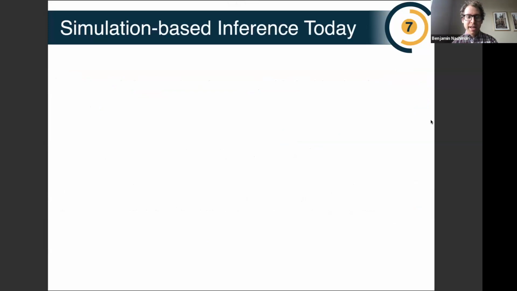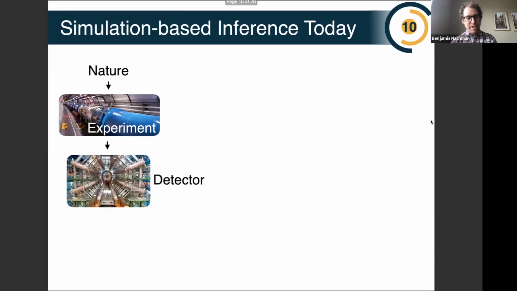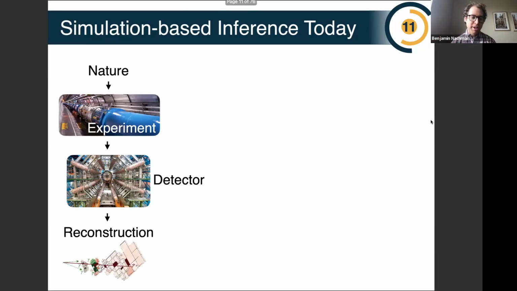Let me say a little about where simulation-based inference is today, or for most of the last decades. There's nature, and we want to learn something about it. To probe nature, we build experiments. For example, we might build a collider experiment like the Large Hadron Collider at CERN, but there are many others. We have instruments to examine the outcome of that experiment, and then we try to make sense of the sensor signals coming out of our detectors. We try to reconstruct what happened in the experiment or was produced in nature. This is the real data workflow.